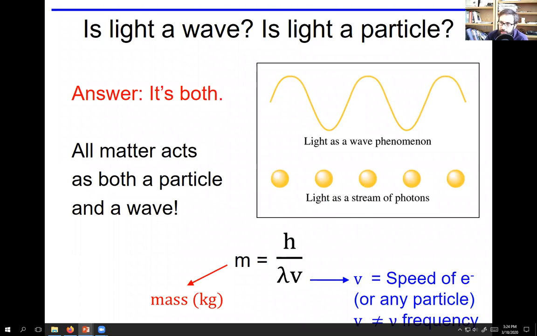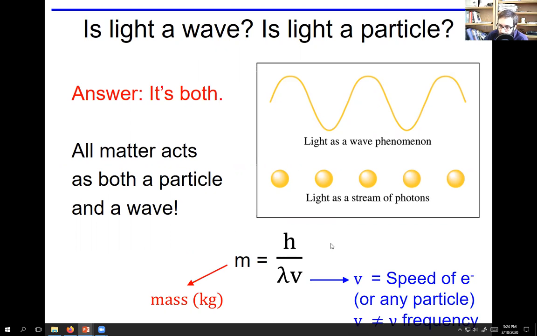So is light a wave? Is light a particle? I mentioned this in the last video. No, it's both, okay? All matter acts as both a particle and a wave, not just light. That's the crazy thing. And so de Broglie came up with this idea and quantified it using this equation here.